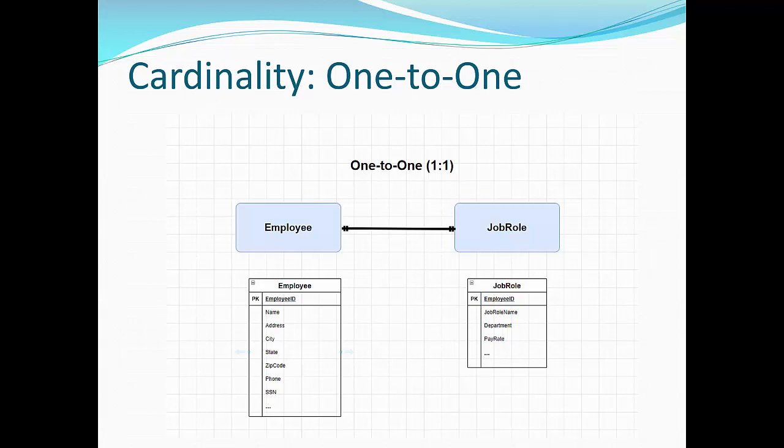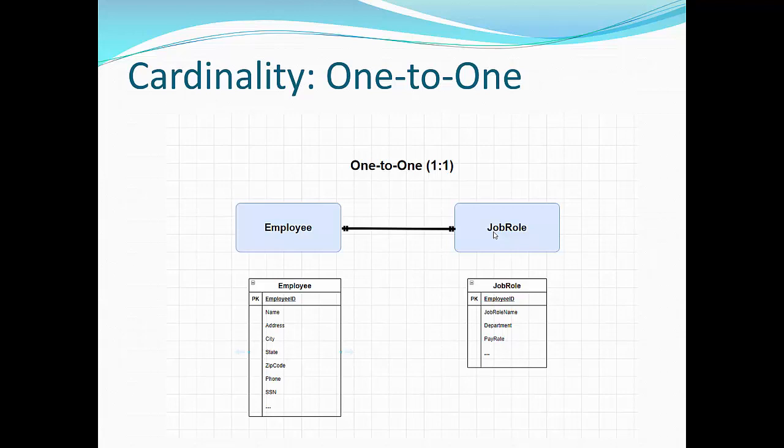Okay, so we said the first type of cardinality we had is the one-to-one cardinality, and in this type of cardinality we said that an occurrence or an instance of one entity relates to exactly one instance of another entity. And because of this, we said that both of those entities have the same primary key. Okay, so you can see from the slide that we have two entities, the employee entity and the job role entity.